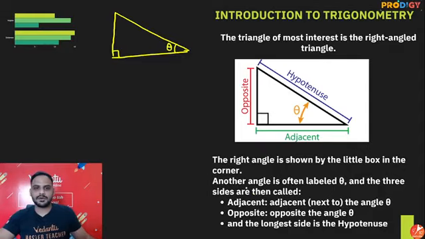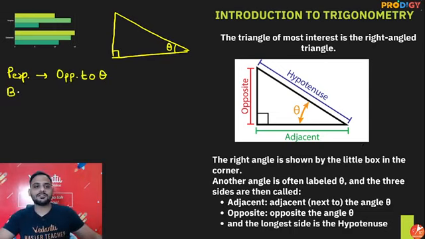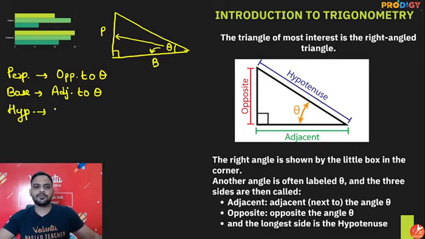So guys, remember, perpendicular is the side which is opposite to theta. Base is the side which is adjacent to theta. So here the perpendicular will be this side, base will be adjacent to theta, so this side, and hypotenuse is the side opposite to 90 degree. Opposite to the right angle we have our hypotenuse.